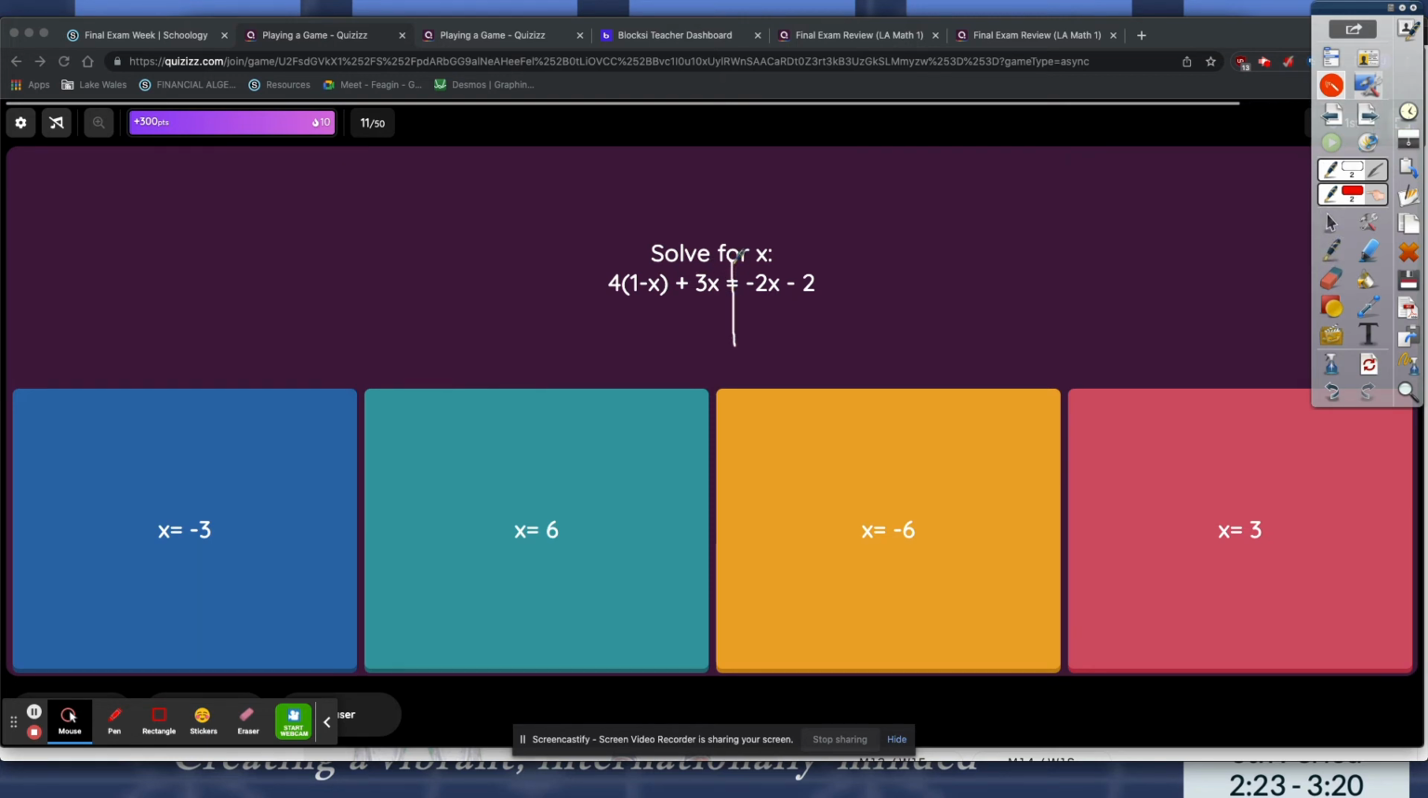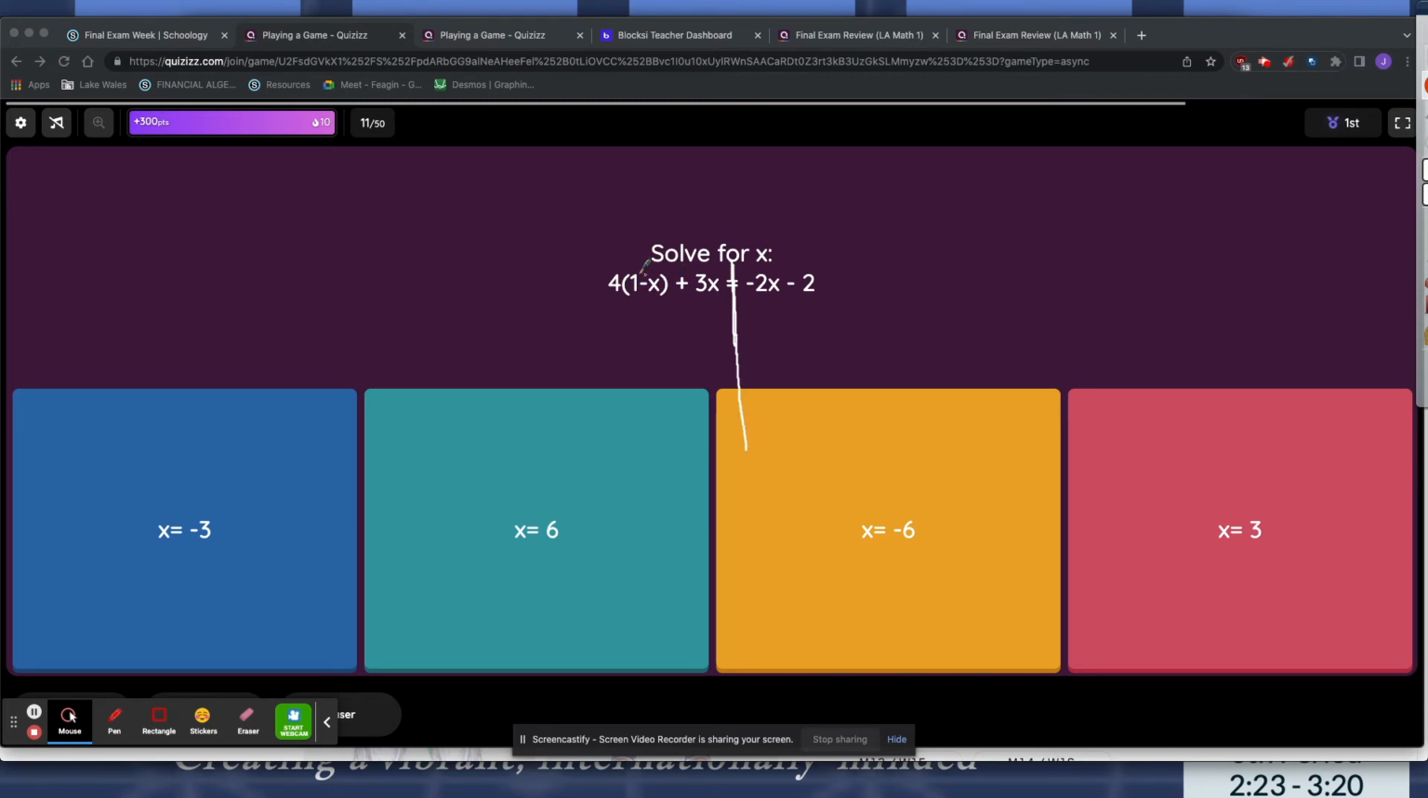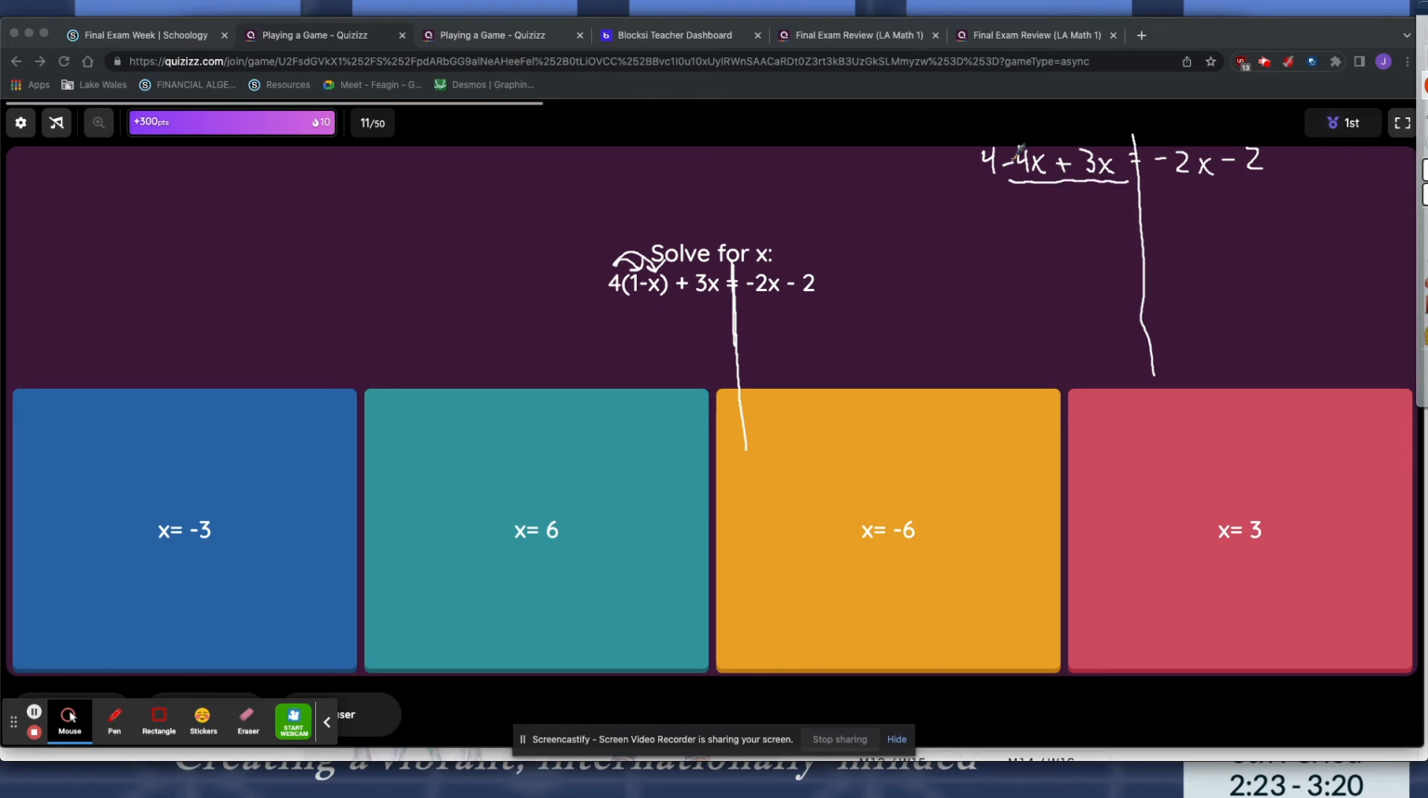Gonna draw our line, maintain our balance. We got parentheses right here, so that's gonna call for distribution. I'm gonna go ahead and write that up here for some space. 4 times 1 is 4. 4 times negative x is negative 4x plus 3x equal to negative 2x minus 2. Now, first things first, I'm going to get all my x's to one side. I guess I can combine these two right here. Negative 4 plus 3, that's negative 1x.